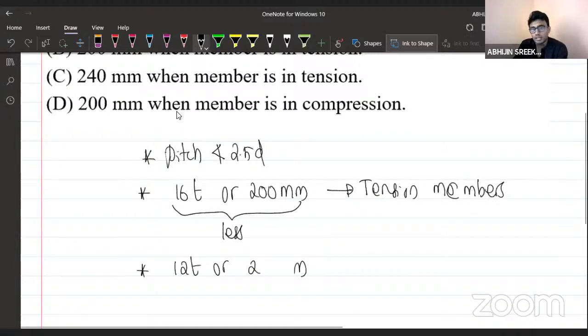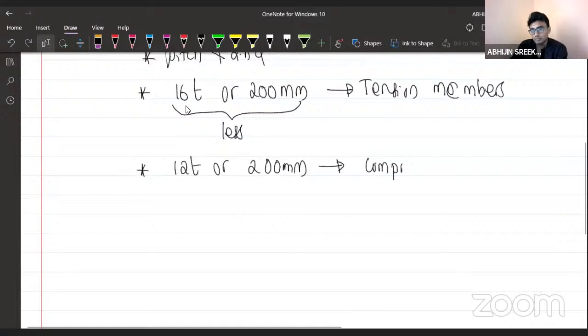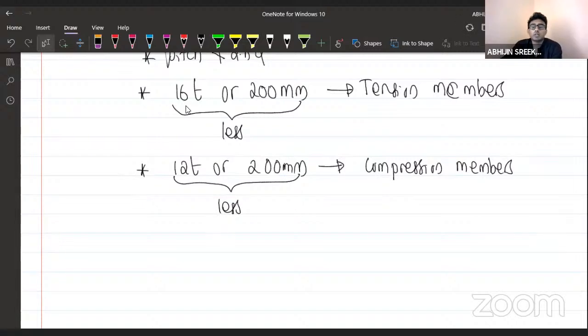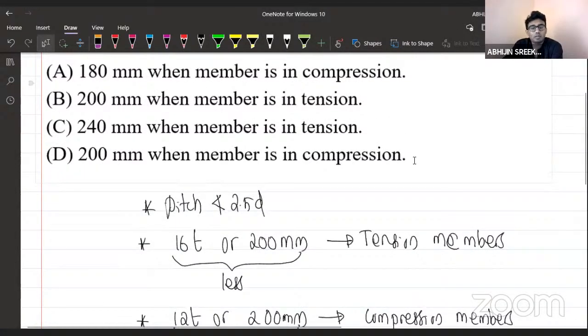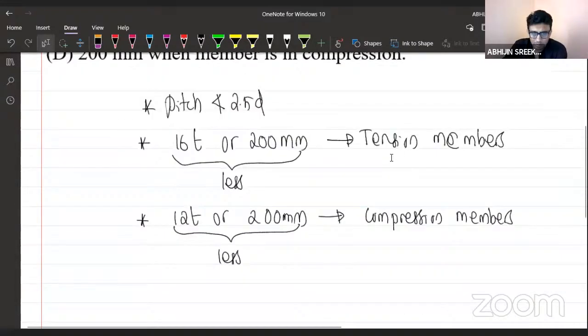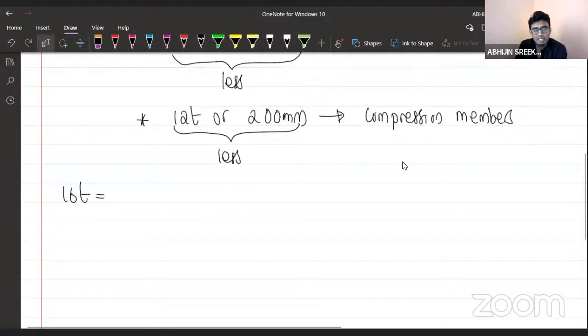Exactly, very good. 12 T or 200 mm in case of compression member. You can see here in the options, the lesser value has to be taken. 180 mm when member is in compression, 200 mm when member is in tension; 240 when the member is in tension, 200 mm when in compression. We are discussing tension and compression members, so we can avoid this. So 16 T has to be calculated. The thickness of the member is given as 15 mm.